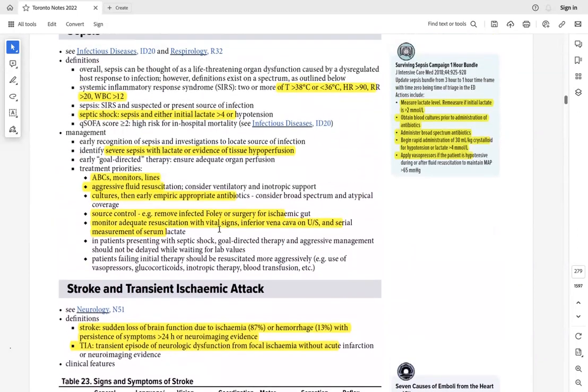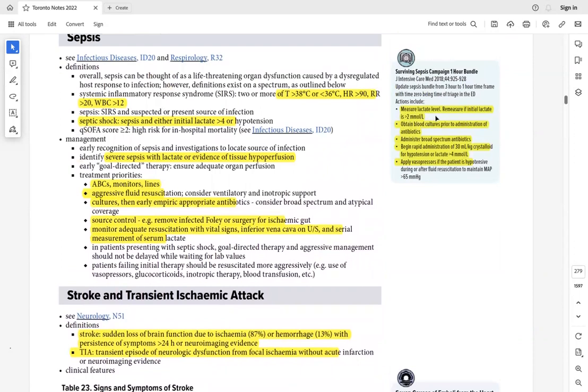And what do you measure in sepsis? That is the lactate levels, serial lactate levels. And how do we manage it in the ED? Measure lactate level, remeasure if the initial lactate is more than 2 millimole.